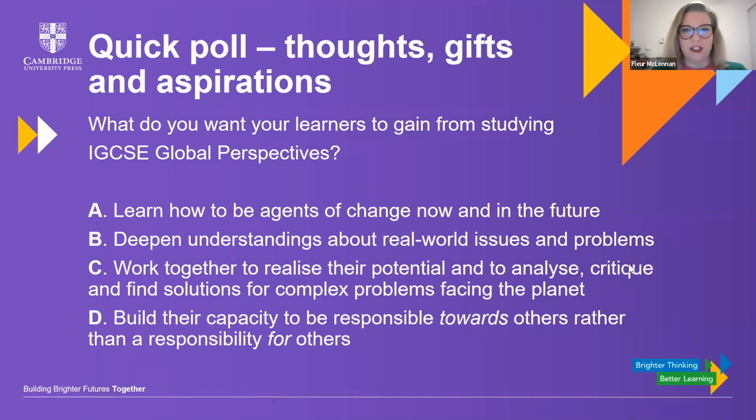We've got pretty even trends happening at the moment. There's lots of answers coming in, which is great. So it's looking like a slightly stronger trend towards C. So if you haven't yet voted, try now. Okay, I think it's stabilized. Yes, so C is what people are mostly saying. Let's work together to realise potential, analyse, critique and find solutions for complex problems facing the planet. That's a big one.